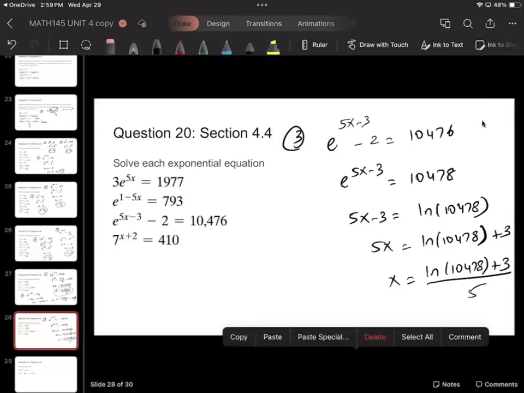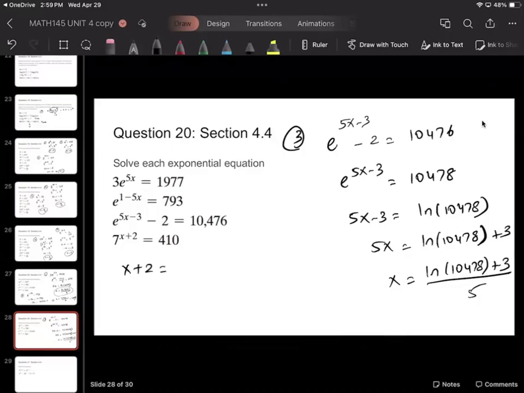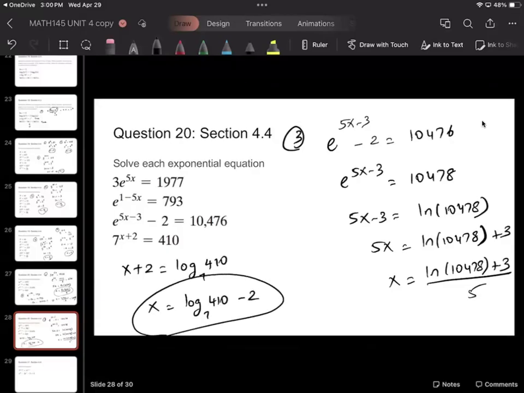This one I will convert into the log form. x plus 2 is log base 7 of 410. x is log base 7 of 410 minus 2.